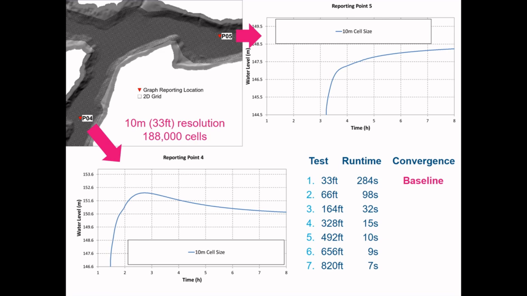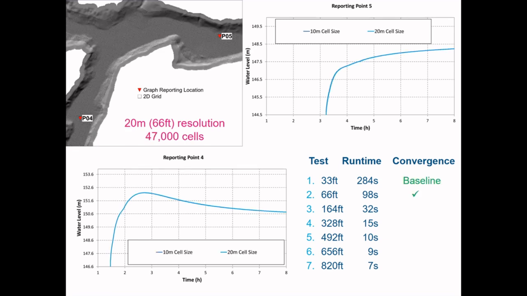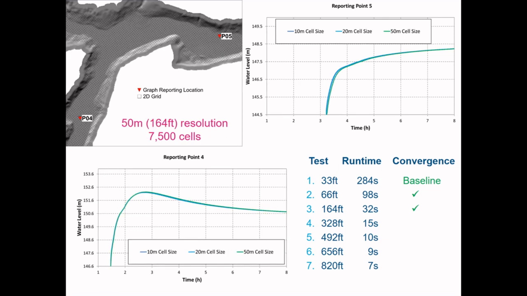This model was run at 10 metre resolution, so 33 feet, and it ran in 284 seconds. All these simulations were run using TUFLOW HPC on a GPU card. Stepping through the results, now we're looking at the 20 metre result. It matches exactly on top of what we previously had for the 10 metre results. That's good convergence. That model ran in 98 seconds.